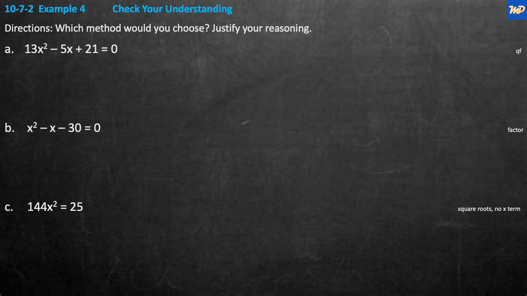Okay, here we go. 13x squared minus 5x plus 21 equals 0. Well, I don't see where I'm going to be able to factor that in any way. 21, 13, 5, nothing jumps out at me. I'm going to say, and it is true, the quadratic formula is what you're going to have to use for that. Quadratic formula. Let me see if I can write that in here.